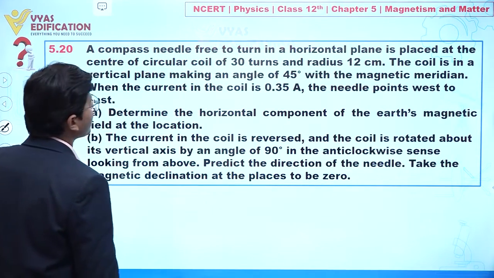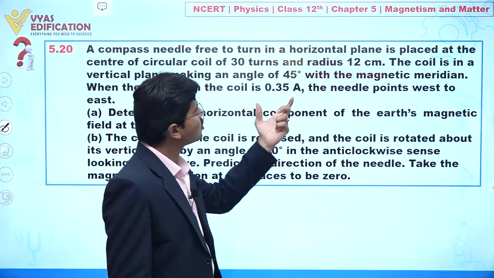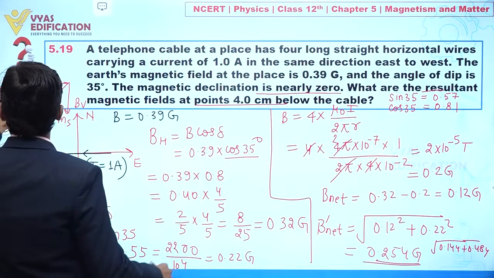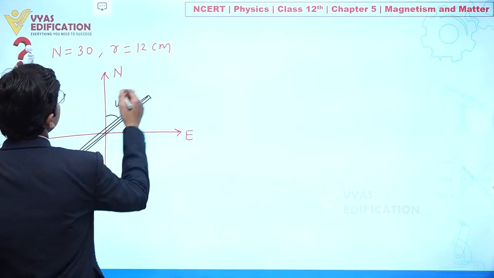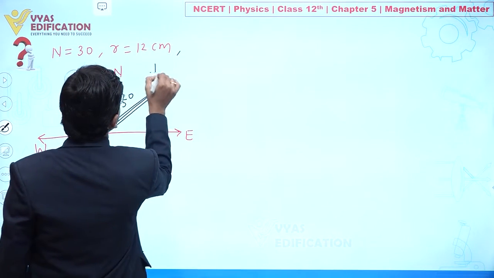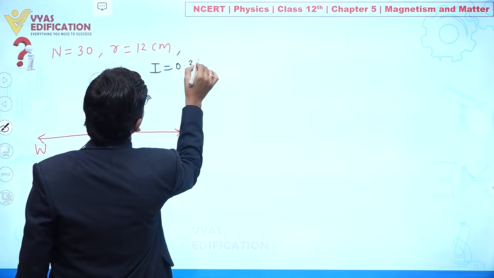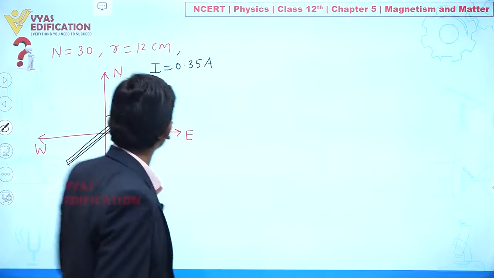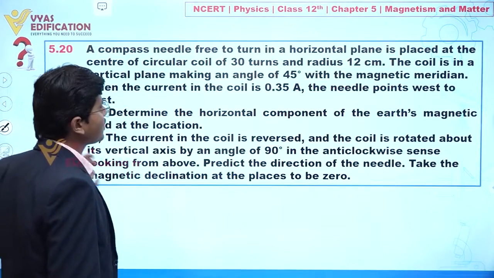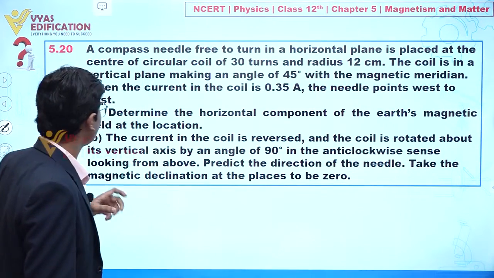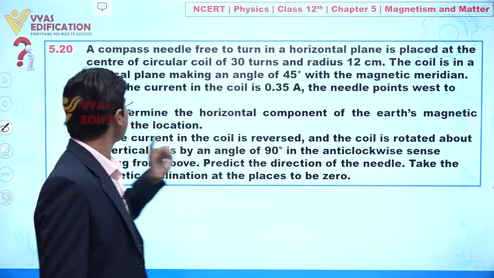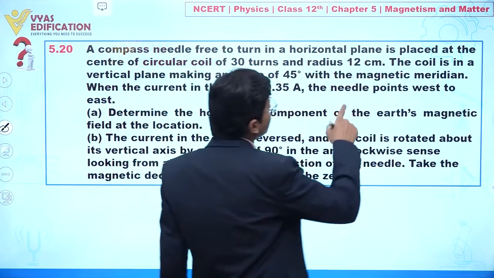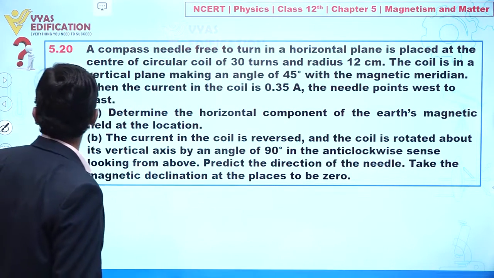Okay, fine. When the current in the coil is 0.35 ampere, clear? So the value of current I is given to you as 0.35 ampere, clear? Now, what is my objective in this question? My objective in this question is to find the horizontal component of the earth's magnetic field at the location. Okay, fine. But it is also given that the needle points from west to east, clear?